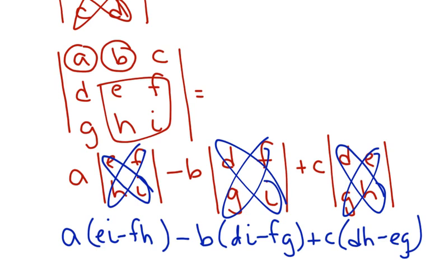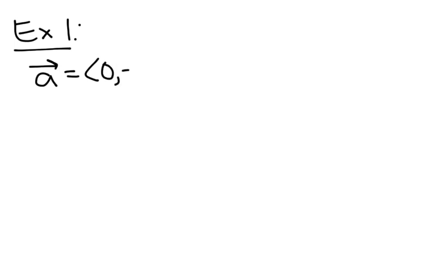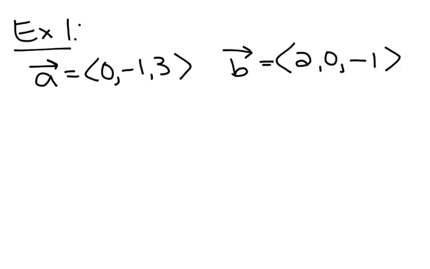Now for vectors in 3 dimensions, one of the rows of our matrix is going to be i, j, k, which are the unit vectors. So the final answer to a cross product is going to be a vector, as opposed to when we did a dot product and it was a scalar. So let's do an example where we find the cross product of A and B. Vector A is 0, -1, 3. Vector B is 2, 0, -1.